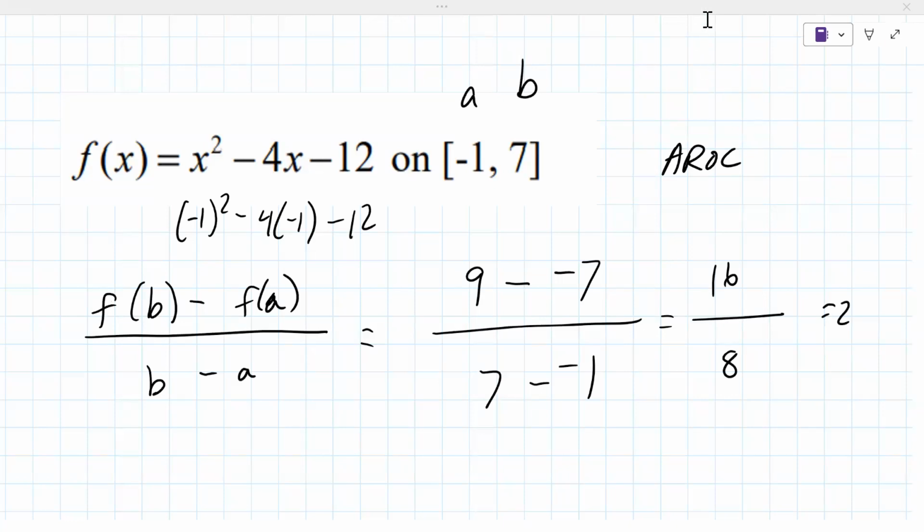Hmm. I think I'm good. I just messed up on the negatives, kind of tripped me up a little bit.